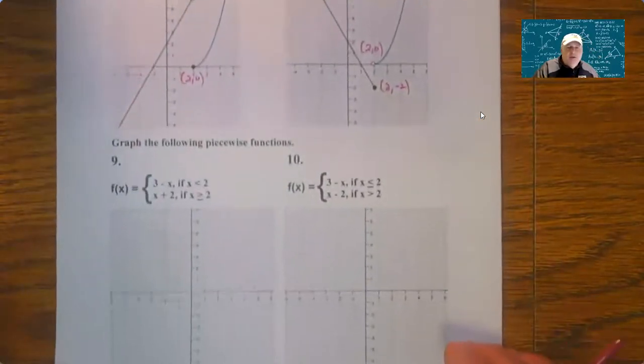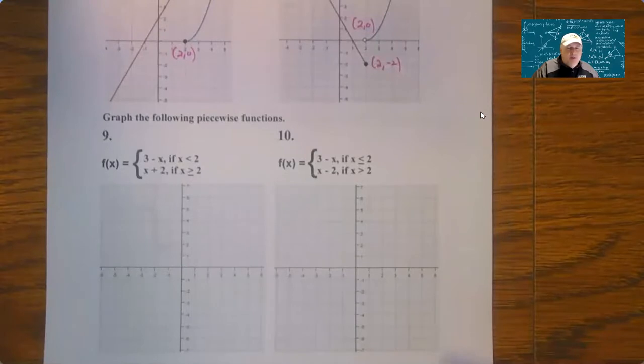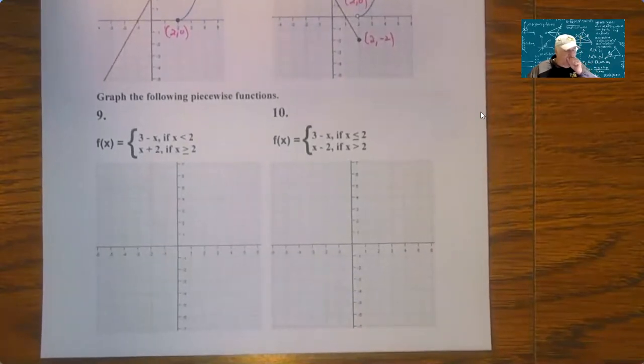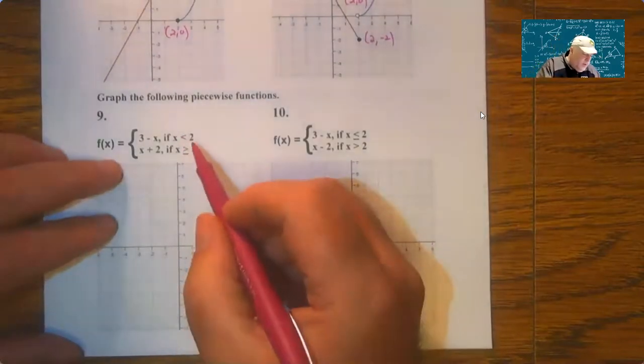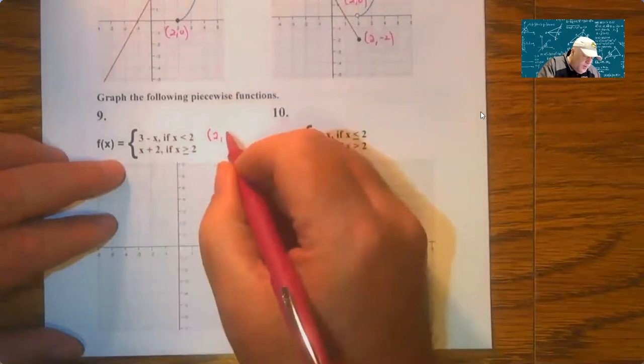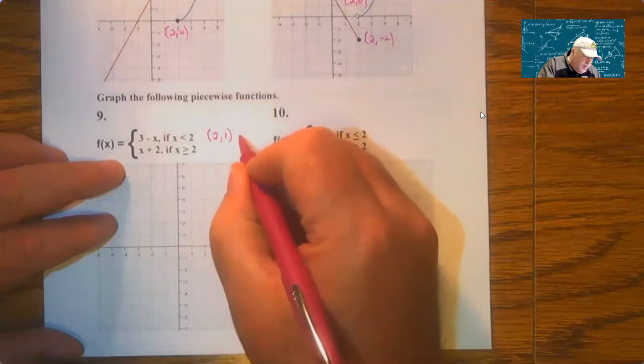All right, so even looking a little more scary, we are going to graph these lines. And it's literally like I just showed you. We're going to graph the cut points. So we're going to put 2 in, and 3 minus 2 is 1. So we have 2, 1 with an open circle.